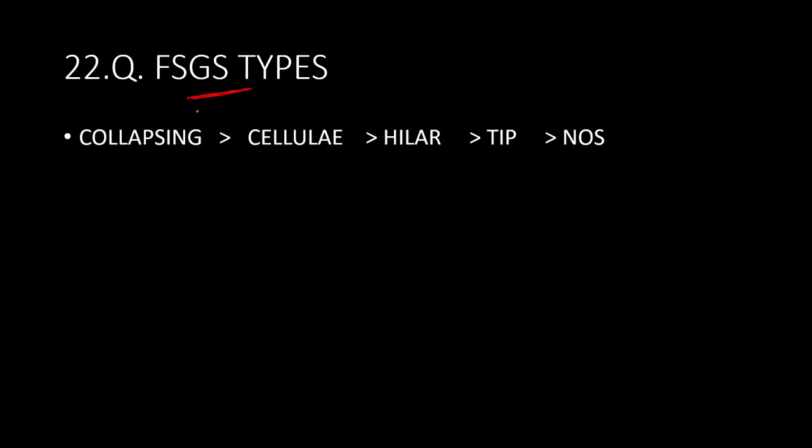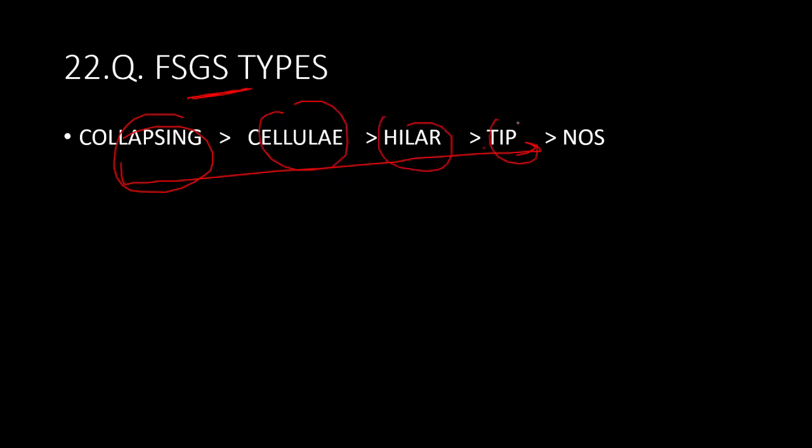FSGS, how to diagnose? The hierarchy: first rule out collapsing, cellular, hilar, tip, then go to the not otherwise specified variant. This order is very important. Your slide might be containing collapsing FSGS. So this you have to remember before going to the exam.